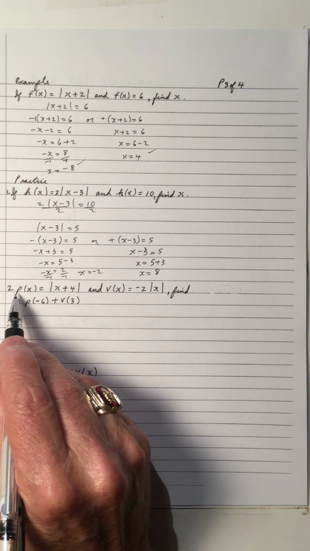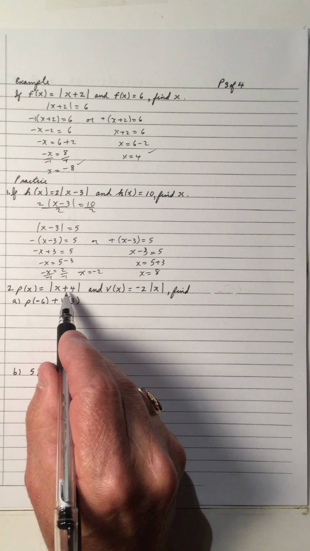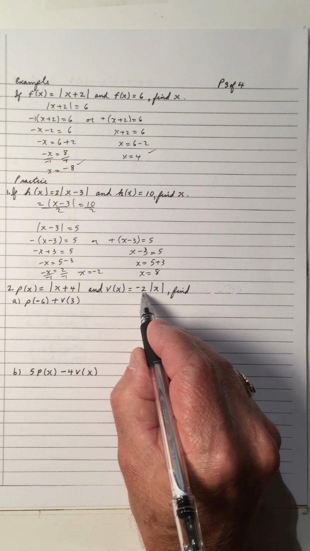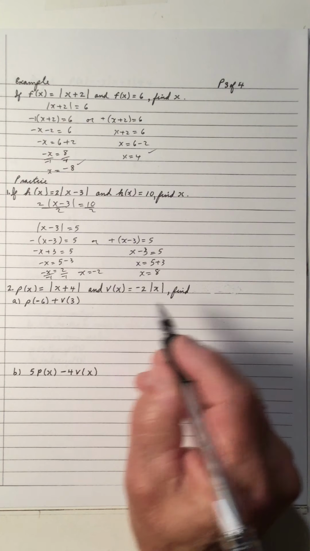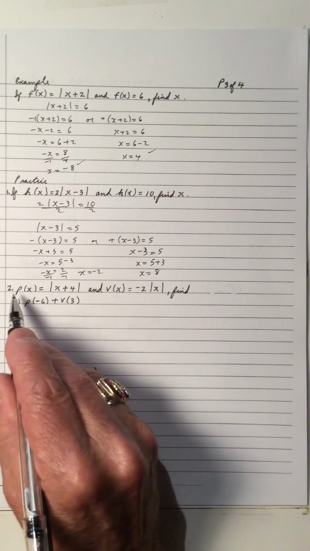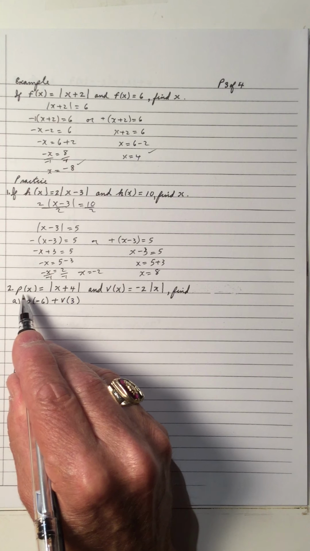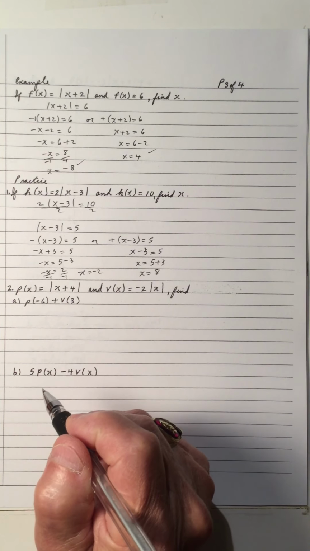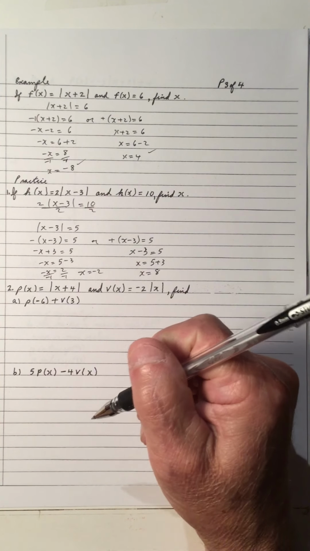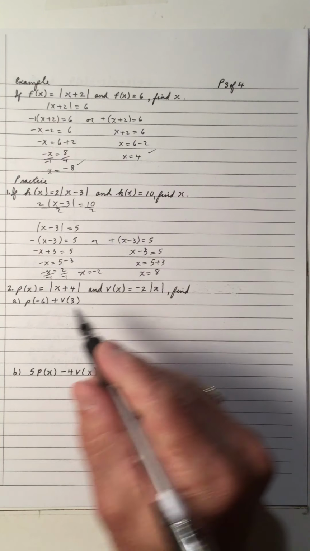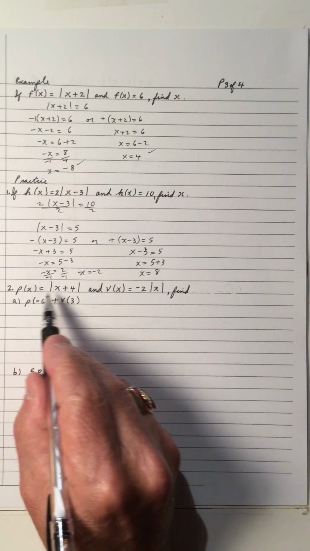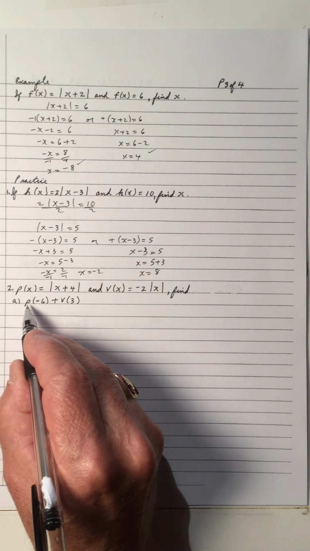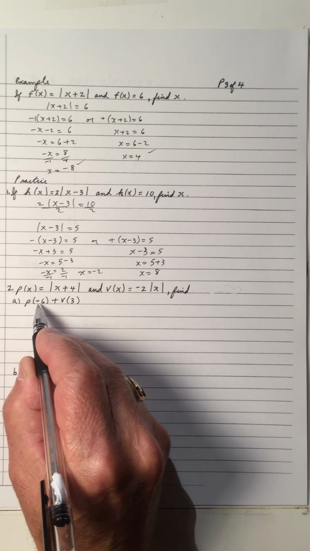And number 2 here, p of x equals the absolute value of x plus 4. The v of x equals negative 2 times the absolute value of x. Notice I have two different functions, and this is why we do function notation, because when you use y all the time, you don't know which equation y equals. But when you use function notation, p of x is this one, the v of x is this one. So we're going to do the p of negative 6.